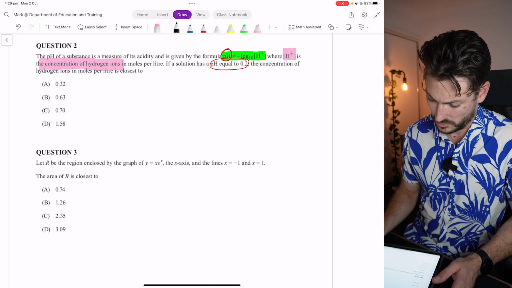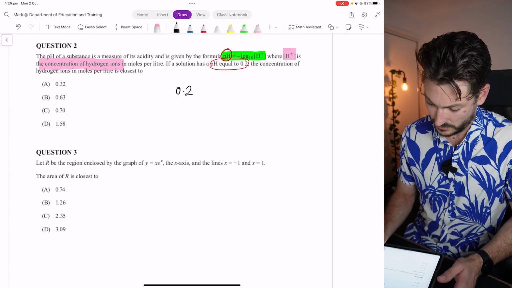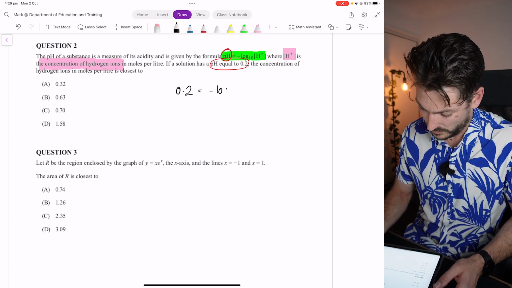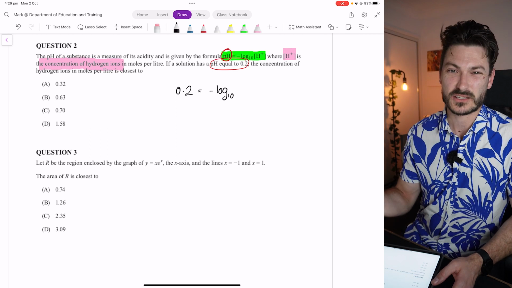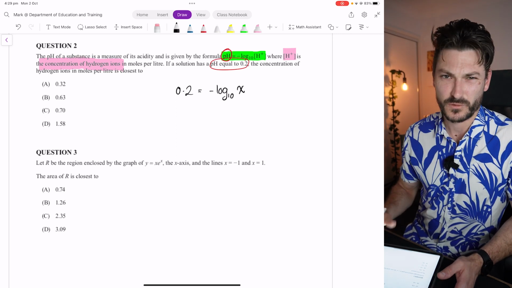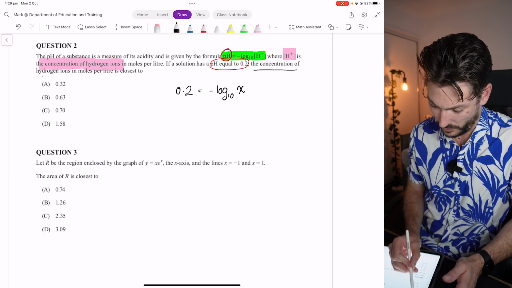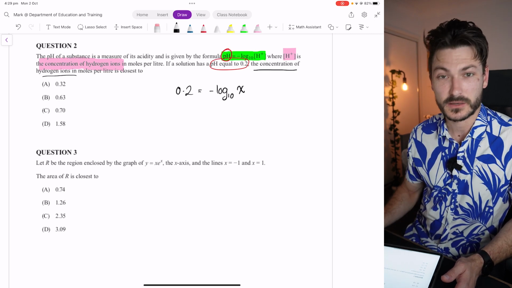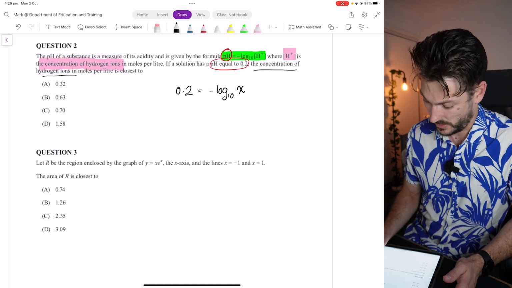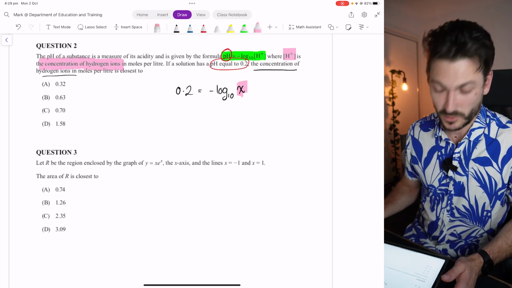So I'm actually going to get a new equation. I'm going to get 0.2 equals negative log base 10 of, and instead of H+, I'm just going to write x for the variable. And that is indeed the concentration of hydrogen ions, which is that pink highlighted section, which is just my x value, right? So I'm basically just solving this equation for x.